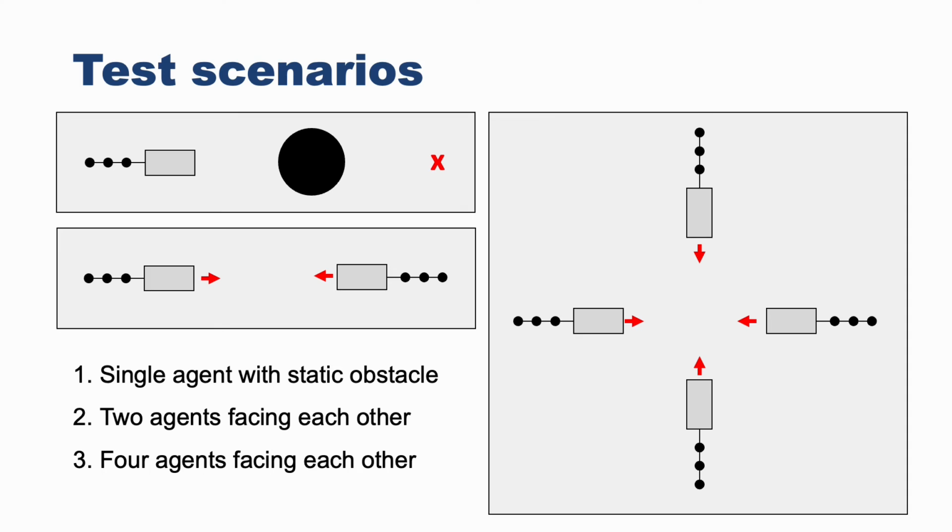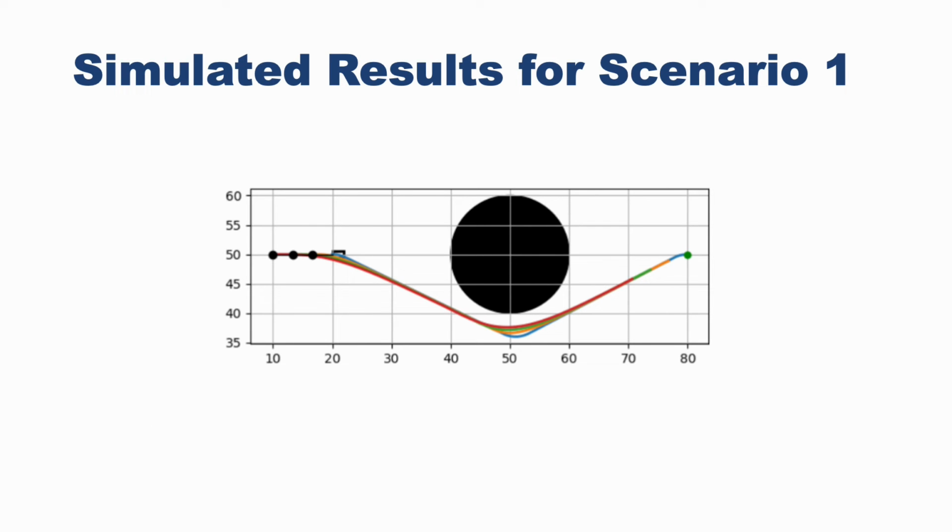First, we generated 3 test scenarios. In the first scenario, we generated a single agent and a static obstacle. The agent is required to move behind the obstacle to reach its destination. In the second scenario, we generated 2 agents which are required to switch their locations. In the third scenario, we generated 4 agents facing each other, and the objective is to switch the locations of the front-facing agents.